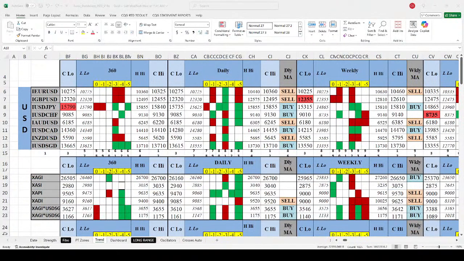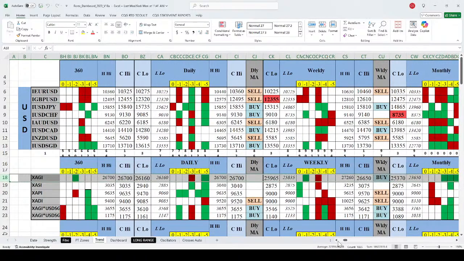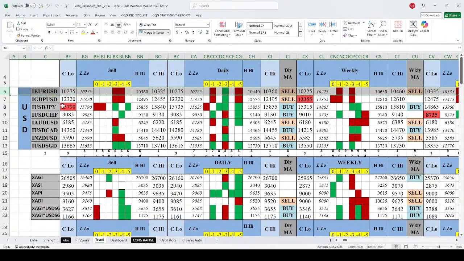Our trade setup for today. Let's start off with euro dollar. The 6 hours is flat with the downside bias, daily flat with the downside bias, weekly flat with the downside bias, which means we should be expecting a sell and hold or cautious sell, because it's in a range. If you're going for a cautious buy, then we have to exit before 10325 or 10360.